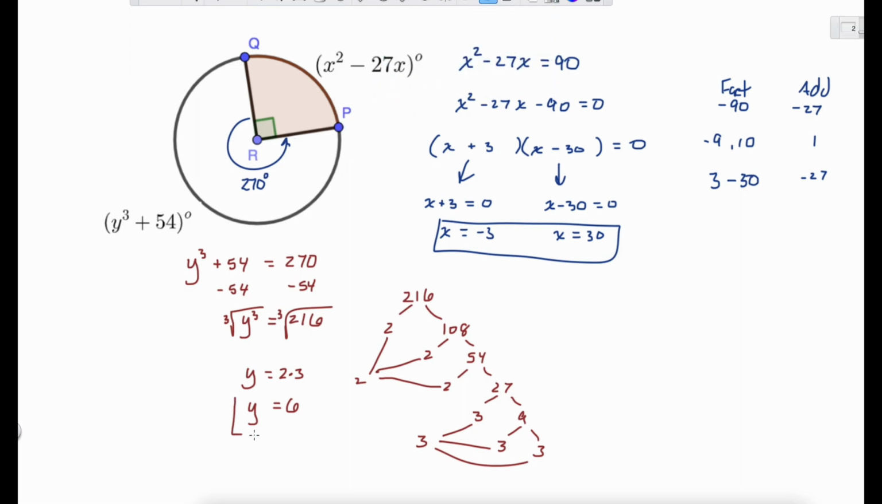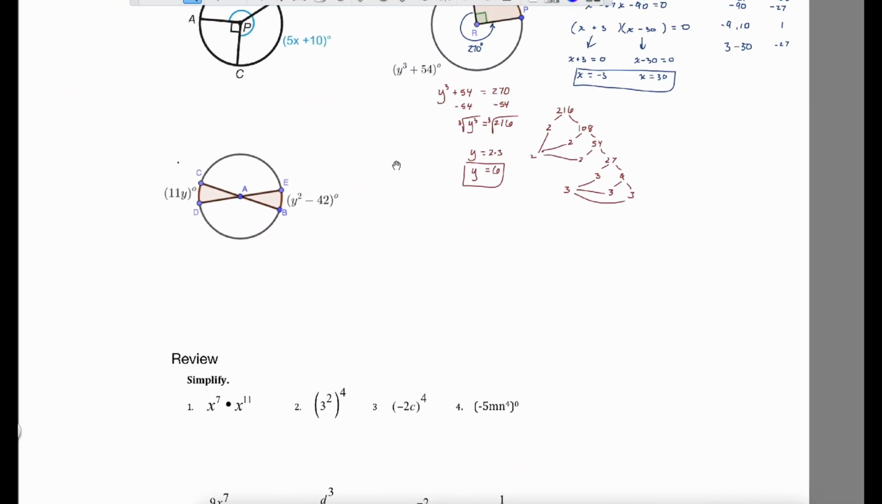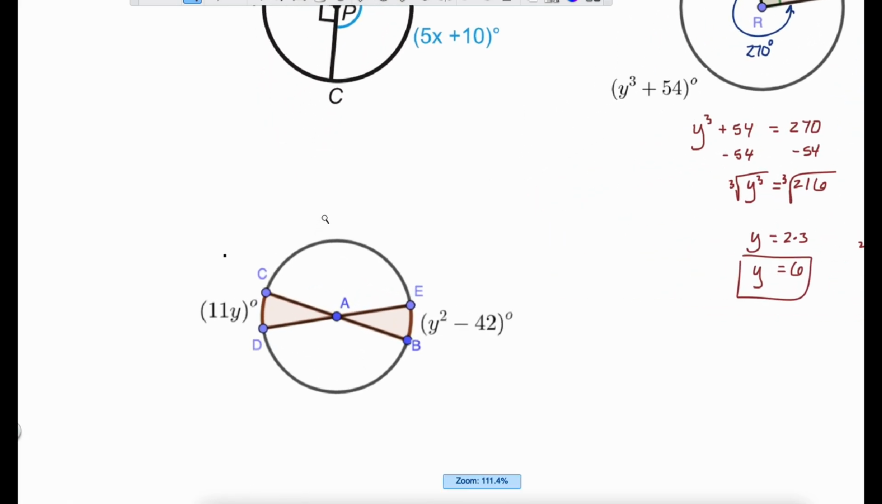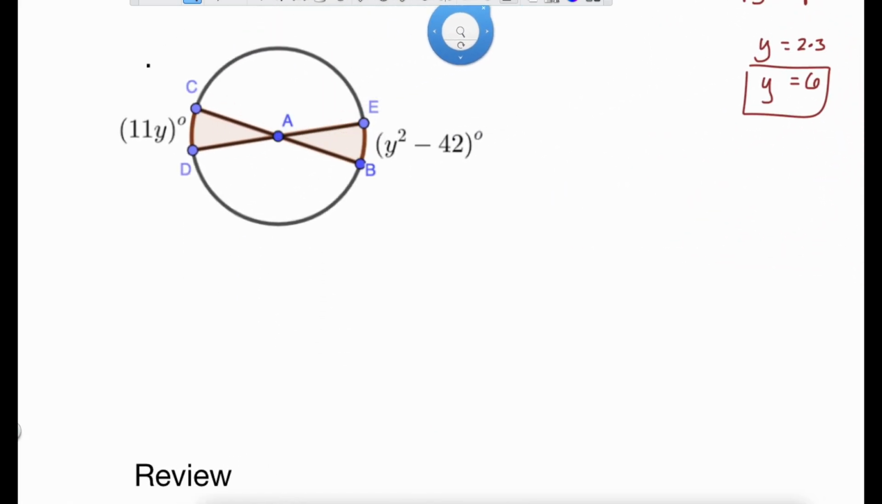Okay. That one's done. And I'll do one more here. I'll do this one. We've got 11y is this arc measure, and we've got y squared minus 42 is this arc measure. And assuming that DE is a diameter and CB is a diameter, we know that these central angles are congruent because they're vertical angles, so therefore the arc measures are going to be the same. So we could say y squared minus 42 equals 11y.